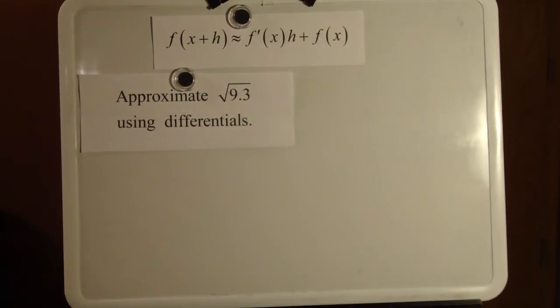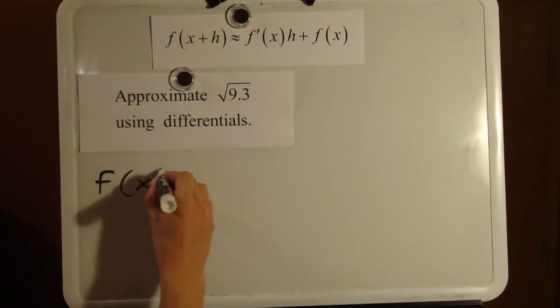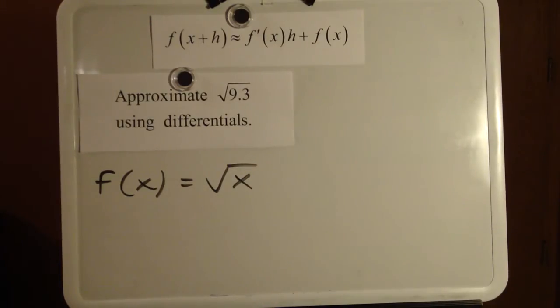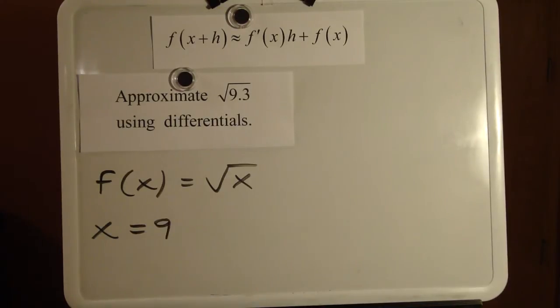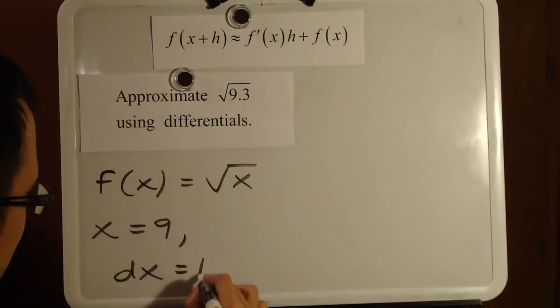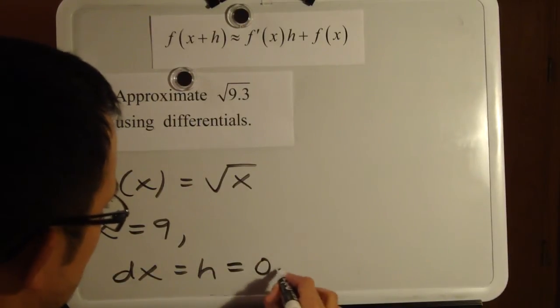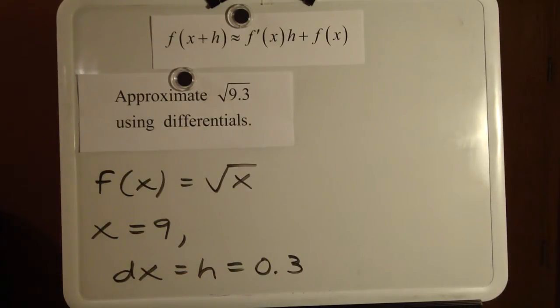So what we should do here is start writing down the important information that we need. The function at play here is definitely the square root function. That's what we're going to have to work with. And the convenient value would be 9, because that's easy to compute. And then our dx, or our h, is that movement away from 9, and that would be 3/10. So notice when you add these two up, you end up at 9.3.